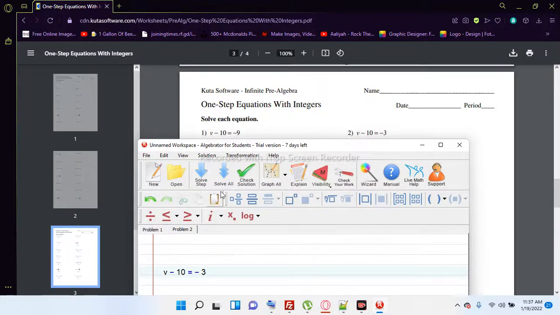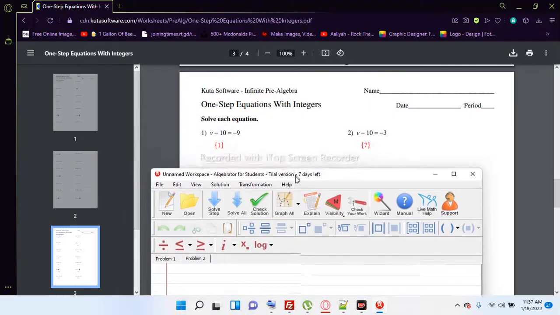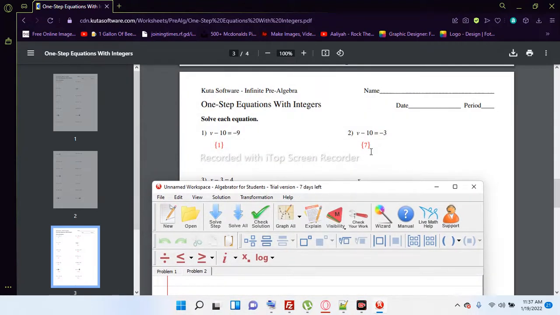Now, again, you go right here to solve all. And if you look at it, it says v equals 7. So as you can see, this answers the questions the way you need them, and it'll come out the same way it is on there. This is the Algebrator, just like a super math calculator. Instead of those little calculators that go error, this won't do that.